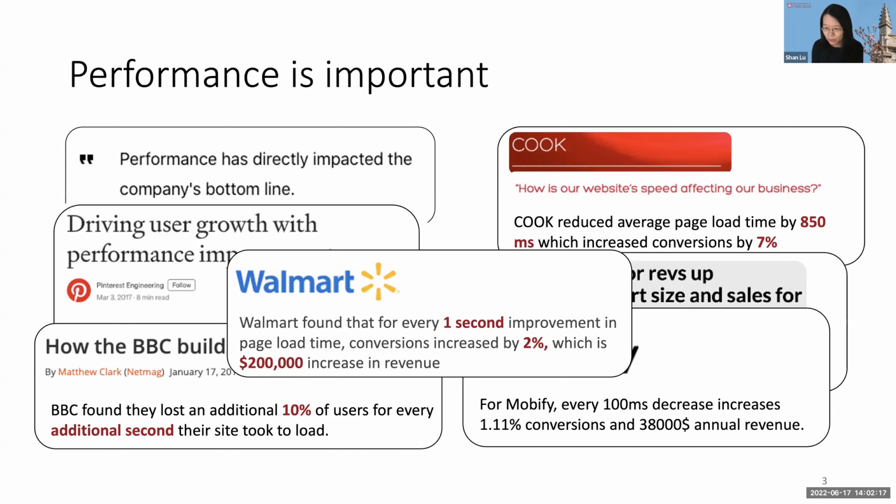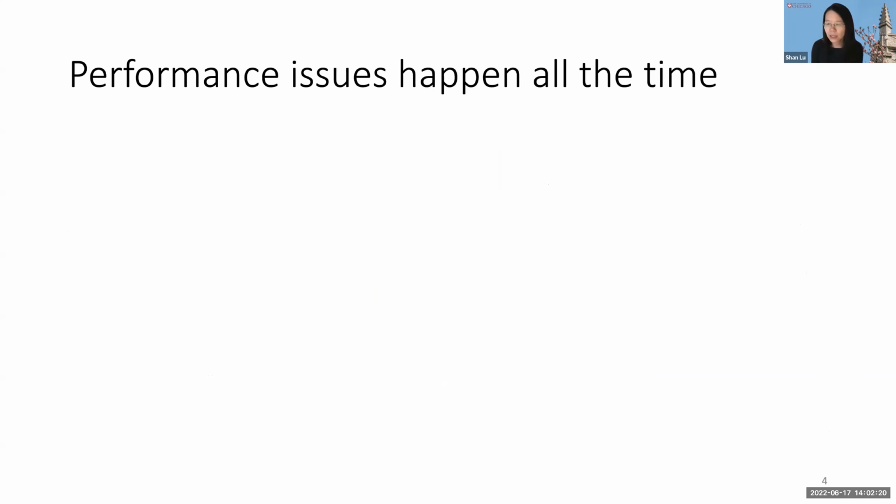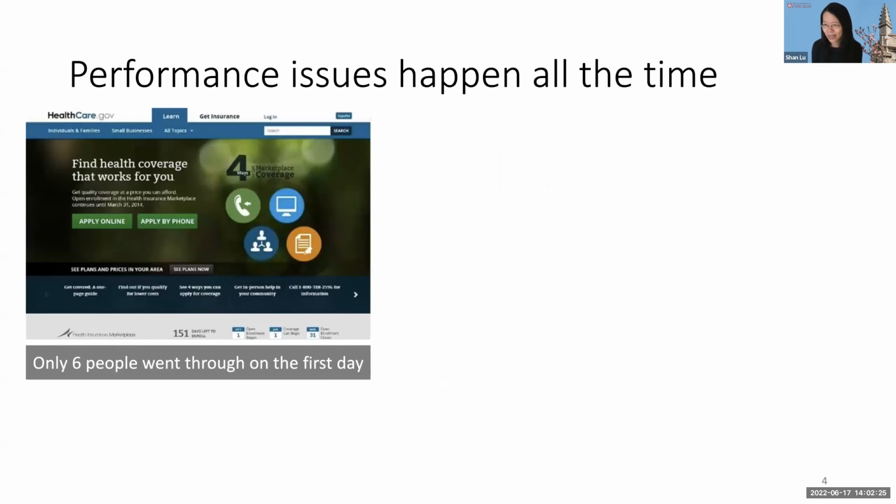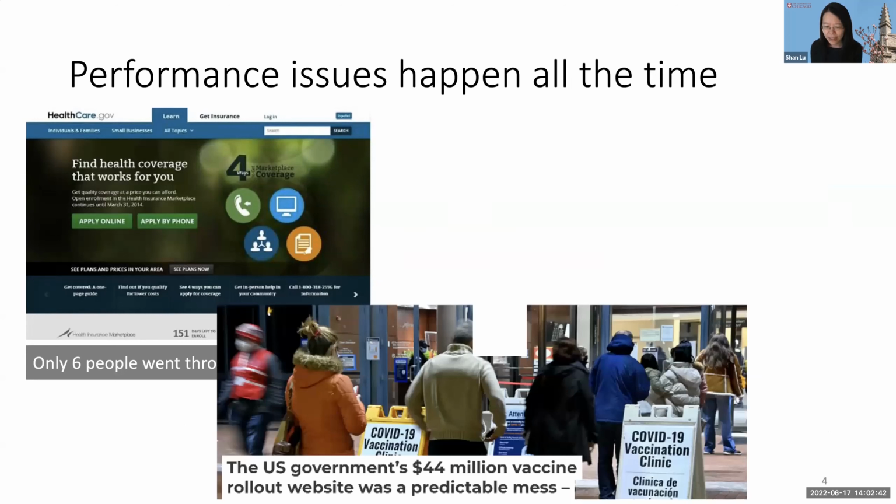But having said that, although everybody knows this, there are still a lot of performance problems for web applications. And you can easily find a lot of these examples. A few years ago, there was an embarrassing report that only 6 people went through healthcare.gov on the first day, simply because the web application was so slow. And more recently, there was also a study that a huge amount of money was invested in putting up this vaccine registration appointment website, and the performance is extremely poor.